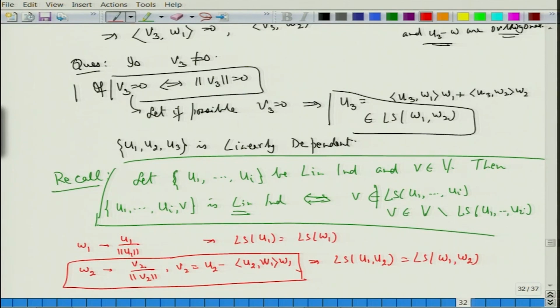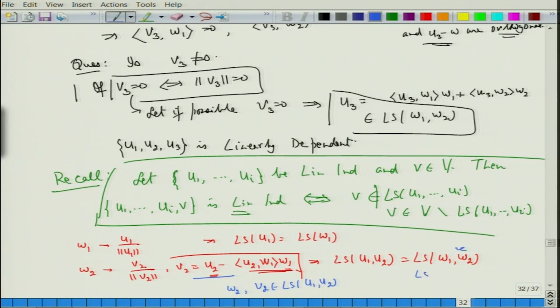Understand here, if I want to look at the linear span of u1, u2, then w1 is already in the linear span of u1, and I am looking at u2. So this implies that v2 belongs to the linear span of u1, u2, and w2 is nothing but v2 upon its length. So w2 also belongs to this. Therefore, we have shown that LS of w1, w2 is a subset of LS of u1, u2.